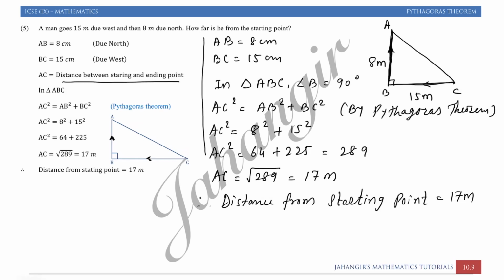So if the man had walked directly from A to C, this is called displacement. You had learned in physics, displacement is the shortest distance between the initial and the final point. And what we had done is the distance traveled. The man had gone west 15 meter and then north 8 meter. So by Pythagoras we had found displacement.